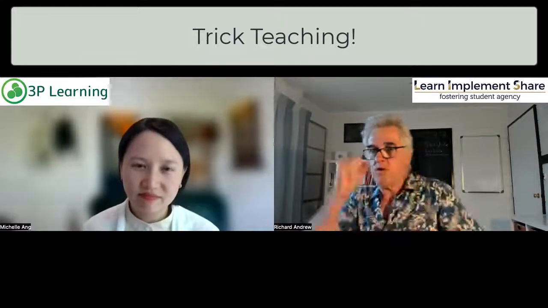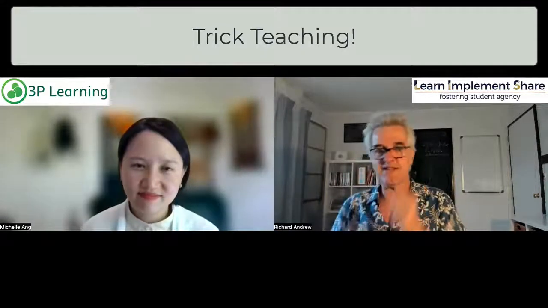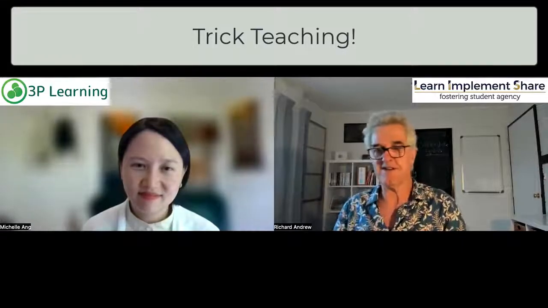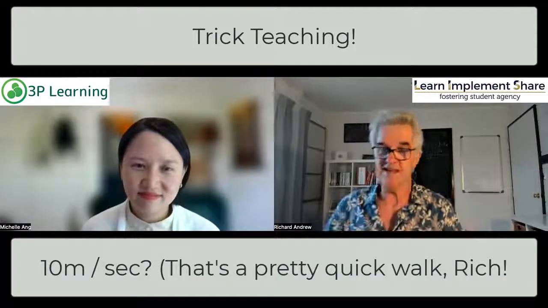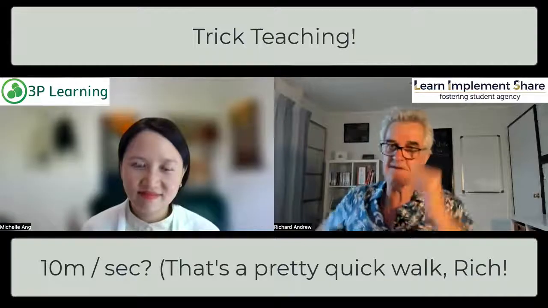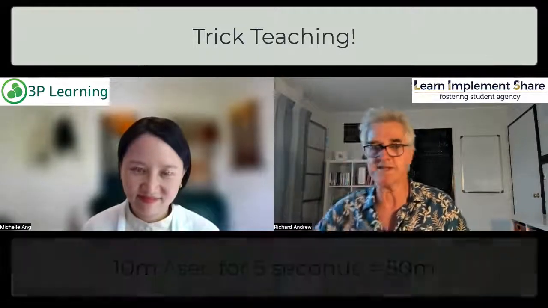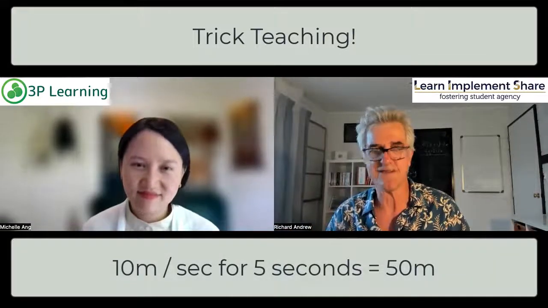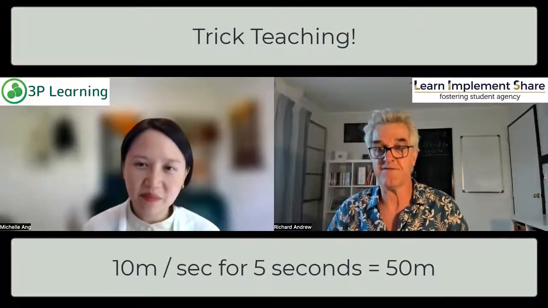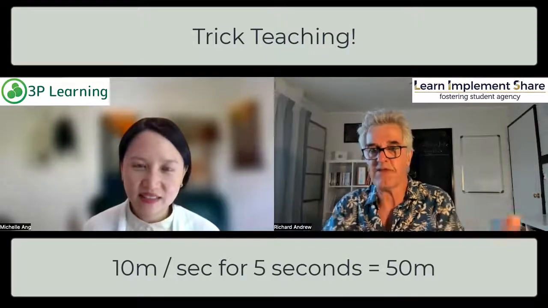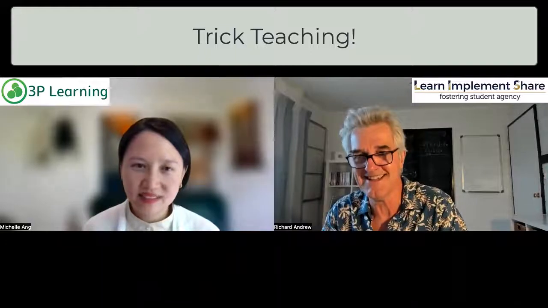Okay, so we are walking at a constant pace, at 10 meters per second, and we're doing it for 5 seconds. How far have we gone? Well, every kid's going to be able to say 50 meters. Did I get that right? I think it did. 50 meters, right? Well, there's the formula. Yeah.